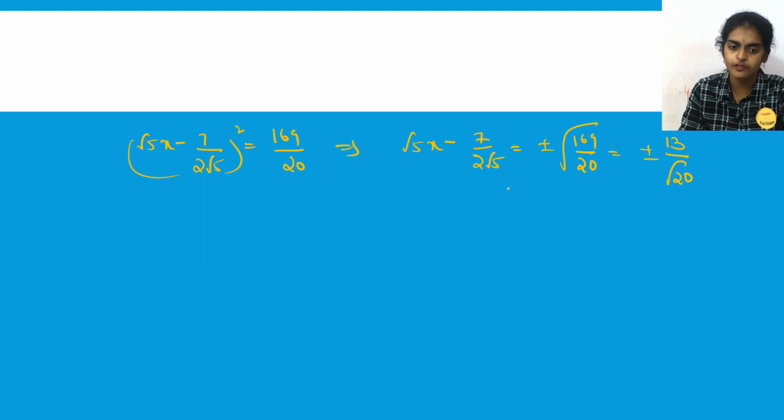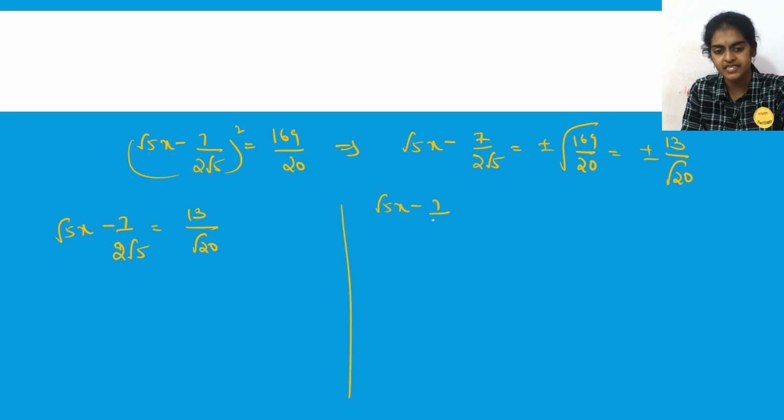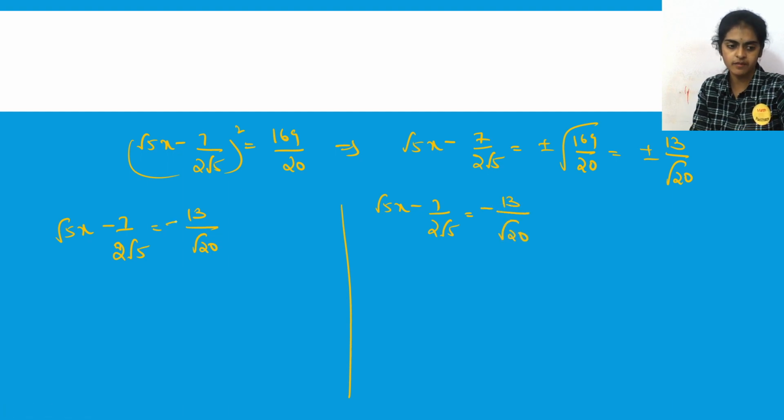Now here you will have two cases. One is root 5x minus 7 by 2 root 5 is equal to plus 13 by root 20. And the other case is root 5x minus 7 by 2 root 5 is equal to minus 13 by root 20. One time you are taking plus 13 by root 20, one time you are taking minus. So now let us solve it further, and root 20 is nothing but what?